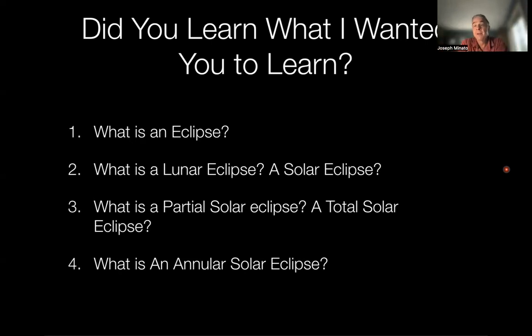Okay. So their names are pretty descriptive. That adjective there, partial, means the sun is not entirely blocked. And a total solar eclipse means the sun is entirely blocked. And finally, the main point of the day, what is an annular eclipse?